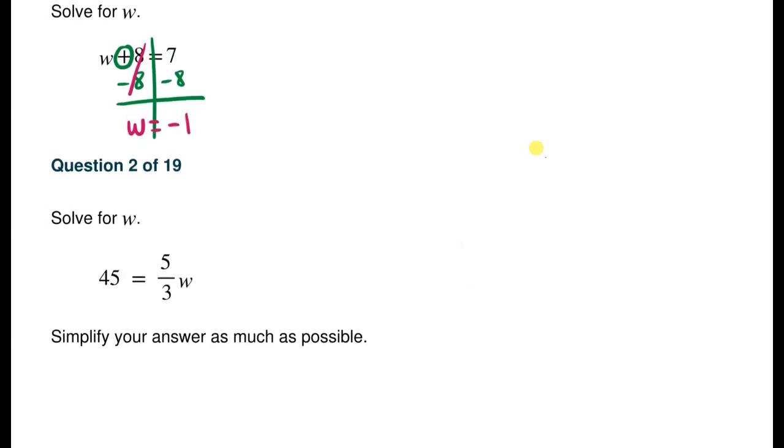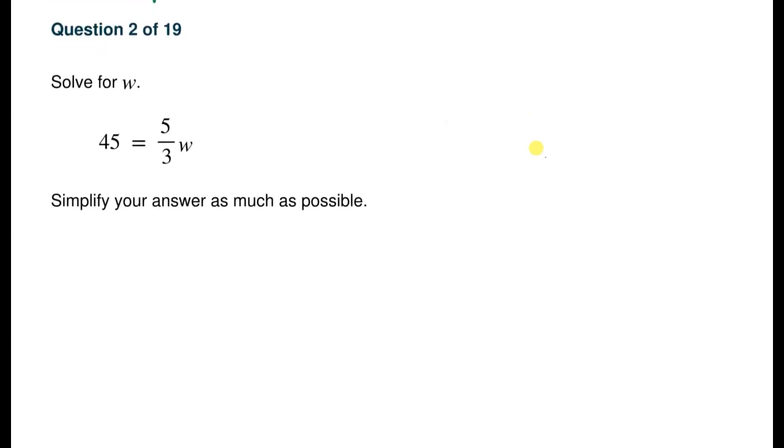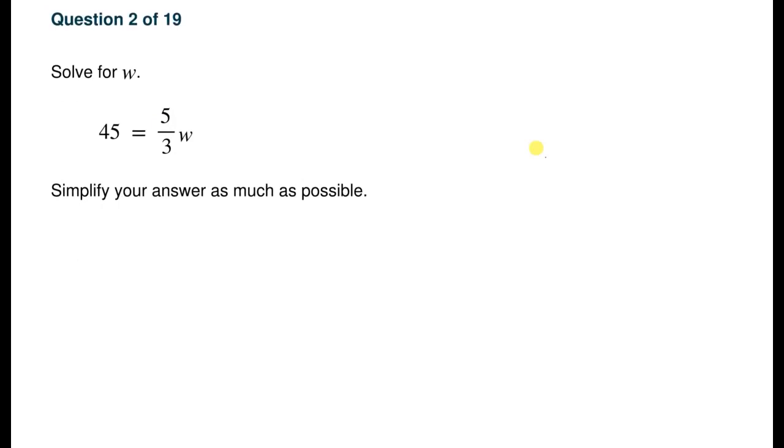Alright, problem 2. You have 45 equal to 5 over 3 W. So when you have a fraction, all we have to do is multiply with the reciprocal, which is 3 over 5. We flip the fraction, 3 over 5. The goal of doing this is 5 and 5 divide each other out, 3 and 3 divide each other out. So that leaves you with W on the right side.